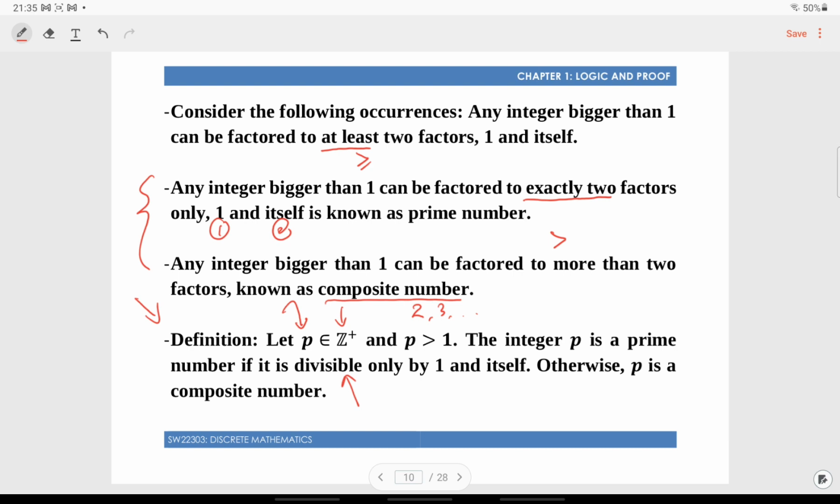So this kind of number, the integer P, is called a prime if it is divisible only by 1 and itself. That means when we divide P by 1, the outcome is an integer, and when we divide P by itself, the outcome also is an integer. But if we divide P by other numbers other than 1 and itself, the outcomes are non-integers. So that is the definition of the prime number. Otherwise, other than prime, we have one kind of number that we call a composite number. So that is how to derive the definition.